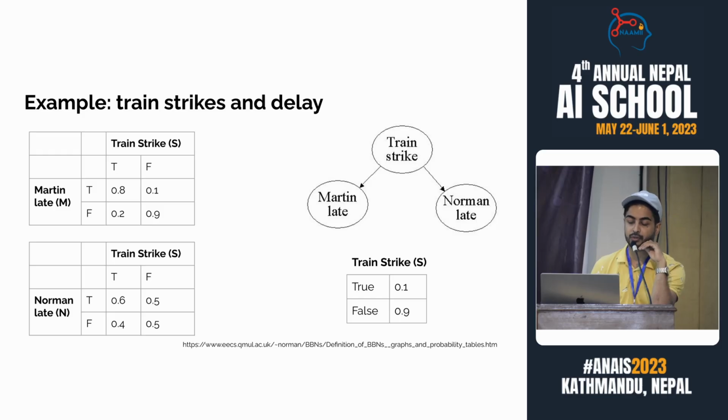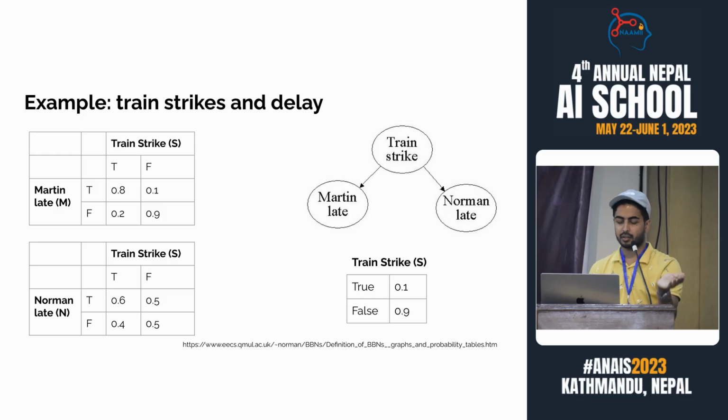So if it's true, then Martin is very likely to be late. If it's false, then Martin is very unlikely to be late. This is the distribution, probability of M given S equals true, and it has to sum to 1. This is the probability of Martin given S equals false. It also has to sum to 1. Similarly, these also have to sum to 1.